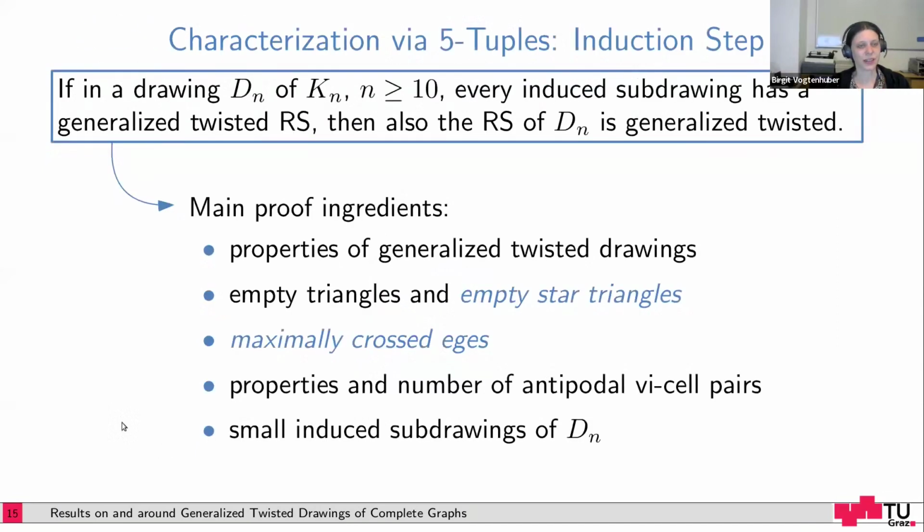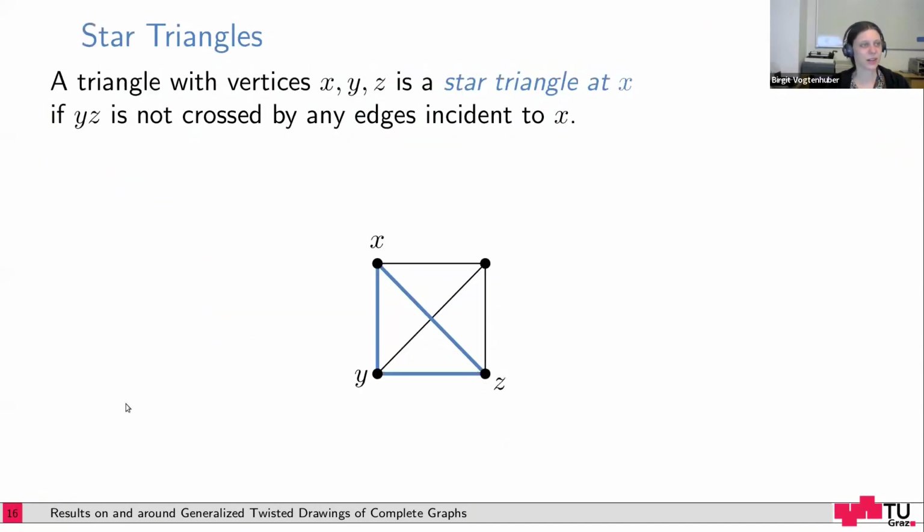So let me quickly sketch what are star triangles and empty star triangles. So a triangle in a simple drawing with vertices x, y, z is a star triangle at a vertex x if the edge yz is not crossed by any edges that are incident to x. So in this example down here, this blue triangle is a star triangle at x because the edge yz is not crossed, but also this triangle is a star triangle at z because yx is not crossed, and it's not a star triangle at y because the edge xz is crossed by an edge incident to y.